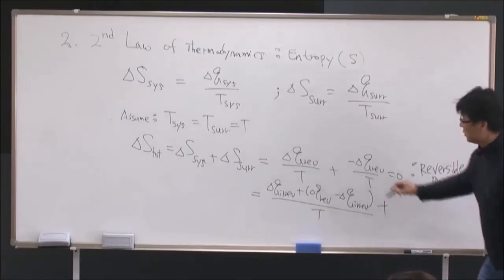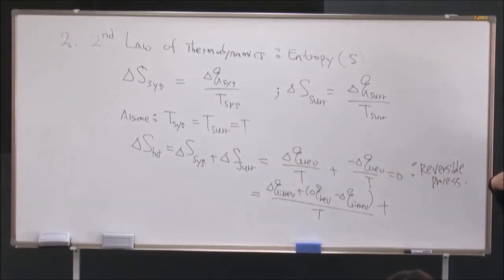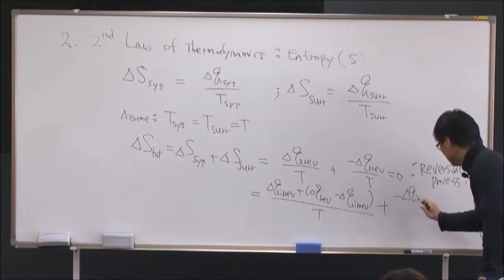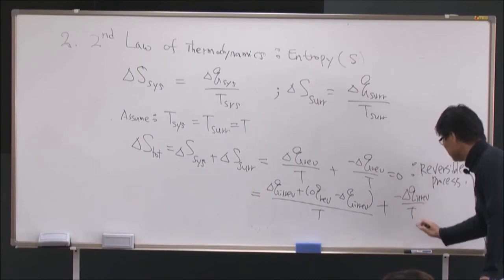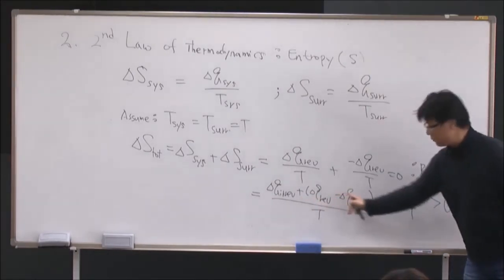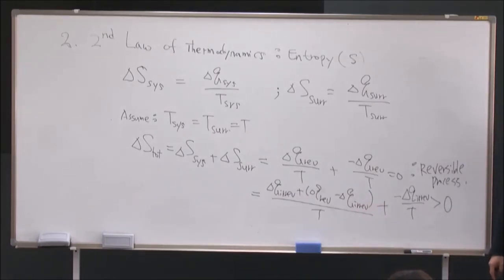However, now delta S of surrounding. From the surrounding's point of view, surrounding doesn't know the system, whether it did the reversible process, it doesn't care. The amount of heat he gave to the system is only the irreversible amount of heat, from the heat reservoir, from surrounding. So this is minus delta Q irreversible over T. This one is higher than 0, so this term cancels out. This is positive. Okay?